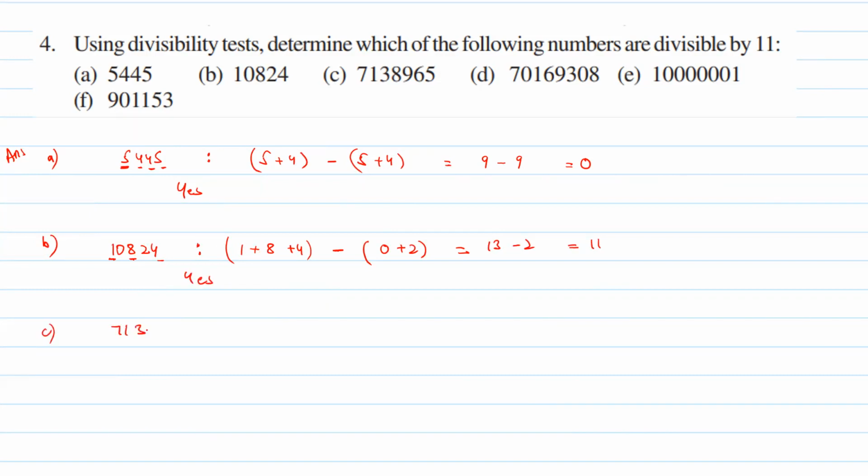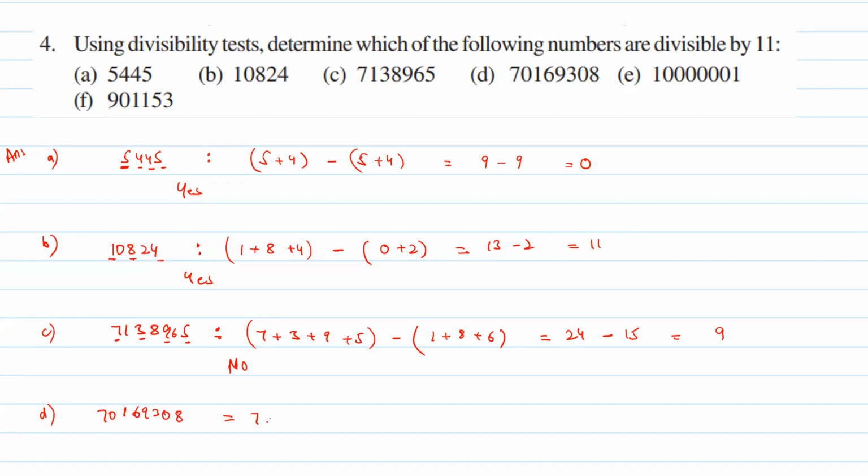For 7, 1, 3, 8, 9, 6, 5, add all the even and odd places. So it will be 7 plus 3 plus 9 plus 5 minus 1 plus 8 plus 6, which is coming out to be 10, 19 plus 5, 24 minus 9 plus 6, 15, 9. So not divisible by 11. You have to just check like this.